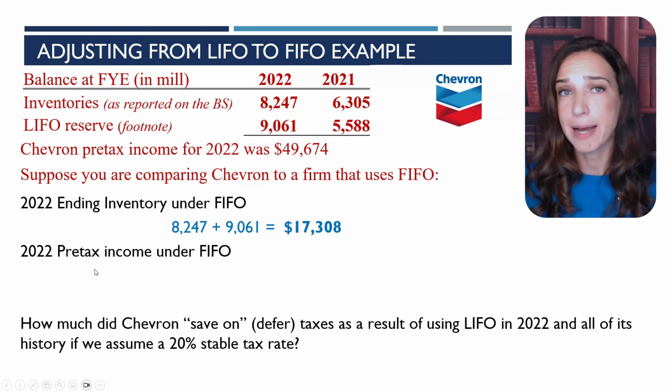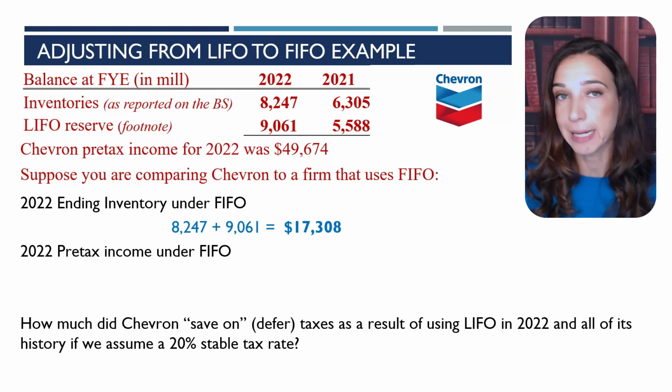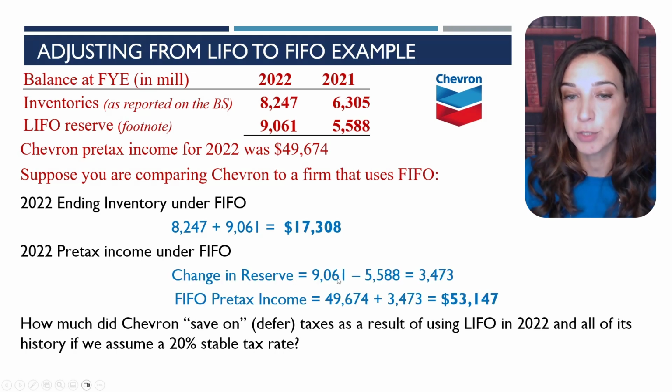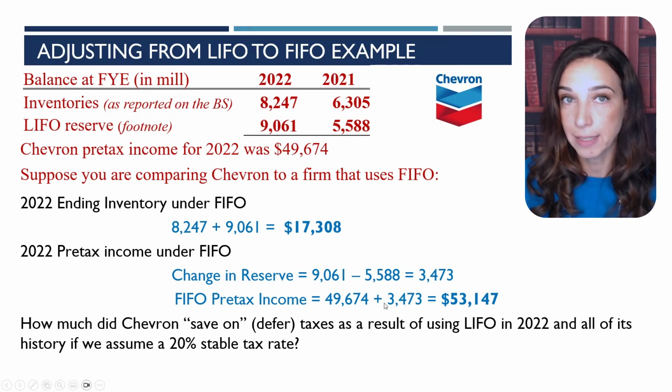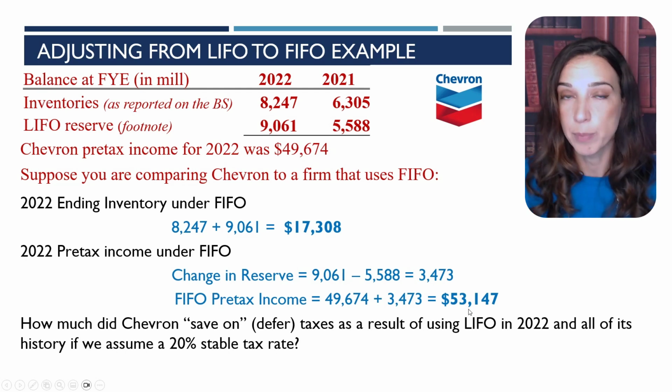Now, let's suppose we want to do some income statement comparison. We want to do a pre-tax income margin comparison. In this case, we need to convert their LIFO-based pre-tax income to how it would have looked as a FIFO-based pre-tax income. We're going to calculate the change in the reserve. In this year, the reserve grew by a large number, by $3.4 billion. Then we follow the formulas from the prior slide: we start with the pre-tax number that they did report, and then we add the delta, the change in the LIFO reserve, so plus 3473. They reported profitability of $49.6 billion, but if they were a FIFO firm in 2022, they would have reported profitability of $53 billion.